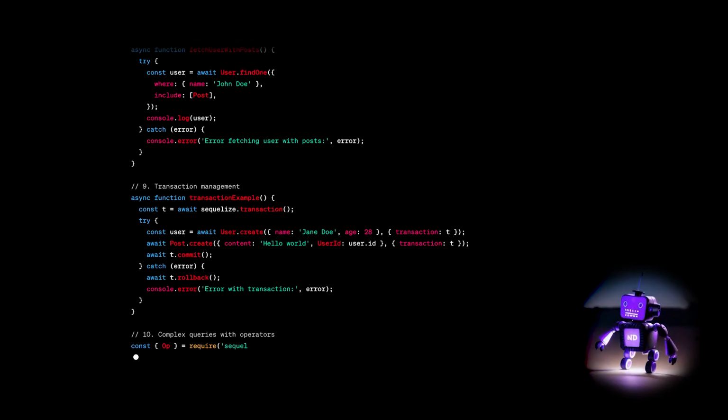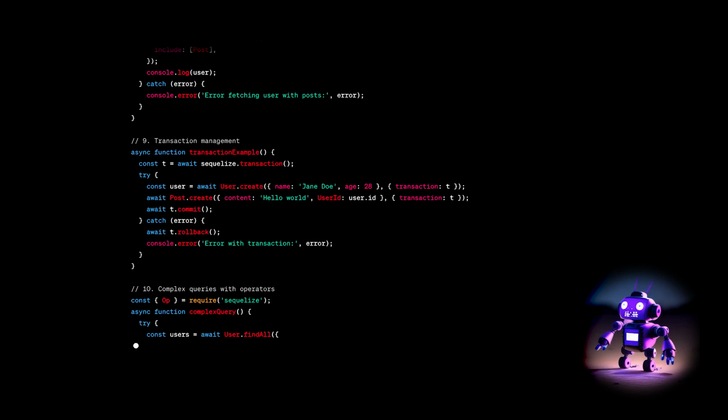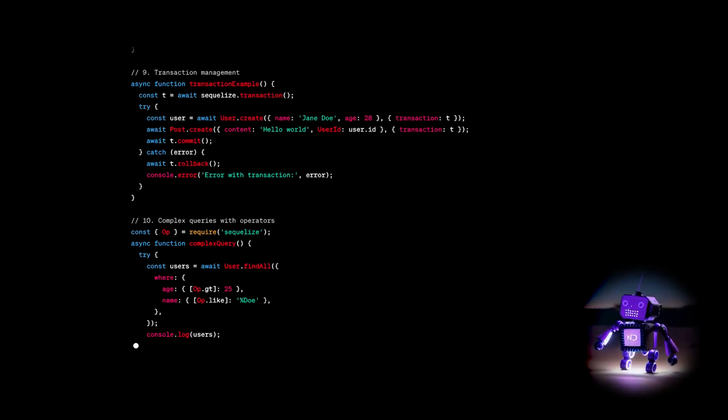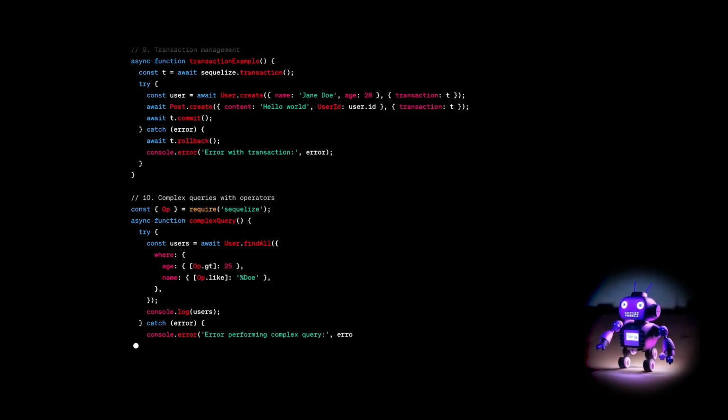Lastly, complex queries shows how to perform complex queries using Sequelize's operators. We find all users over the age of 25 with a name that includes Doe. This illustrates how Sequelize queries translate to SQL logic, providing powerful tools for filtering and retrieving data.